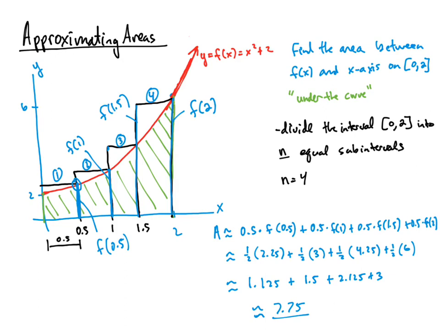A couple things to note here. First of all, this 7.75 is an overestimate of what the area actually is. And that makes sense because all of these rectangles have a little bit of space above the actual curve. So that 7.75 is an overestimate.